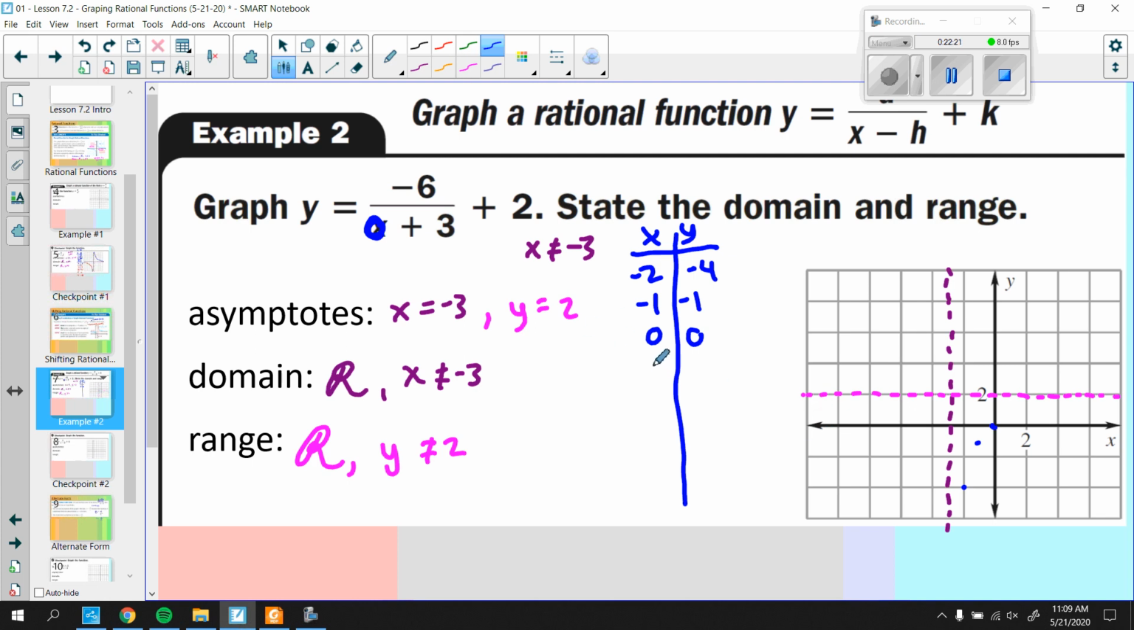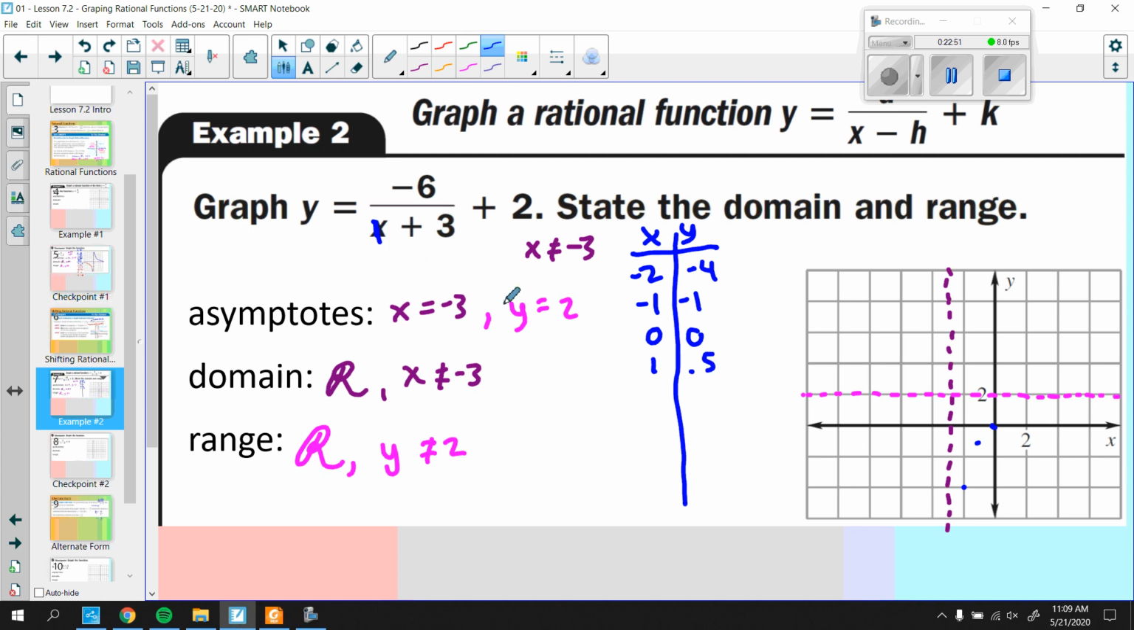Let's go up one more. The next x coordinate that's nice is 1. I'll start over one more time with 1. I was kind of surprised that all these are working out to such nice whole numbers. It's not always going to work out. We might get decimals and rounds. So if I plug in a 1 here, I get 1 + 3 is 4. -6 over 4 is -1.5, and then when I go +2, I'm getting 0.5.